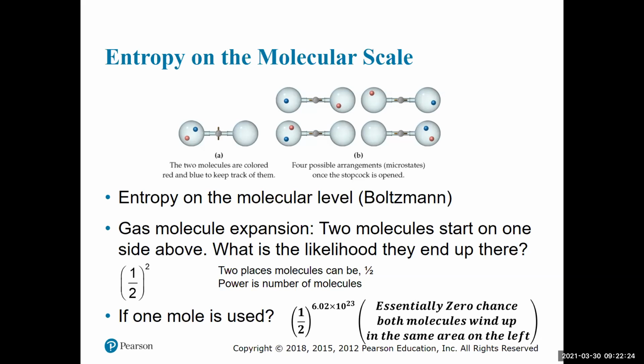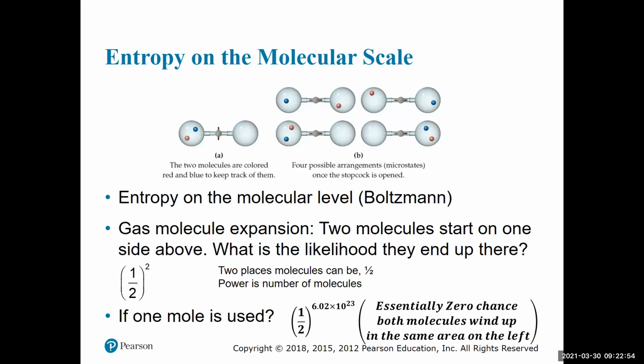Well, there are 4 different ways they can go. We can have a blue one on the left and a red one on the right. We can have a red one on the left and a blue one on the right. We can have it like it started out, with the red and blue both on the left, or we can have the red and the blue both on the right. Those are the only 4 combinations that we can have, okay?